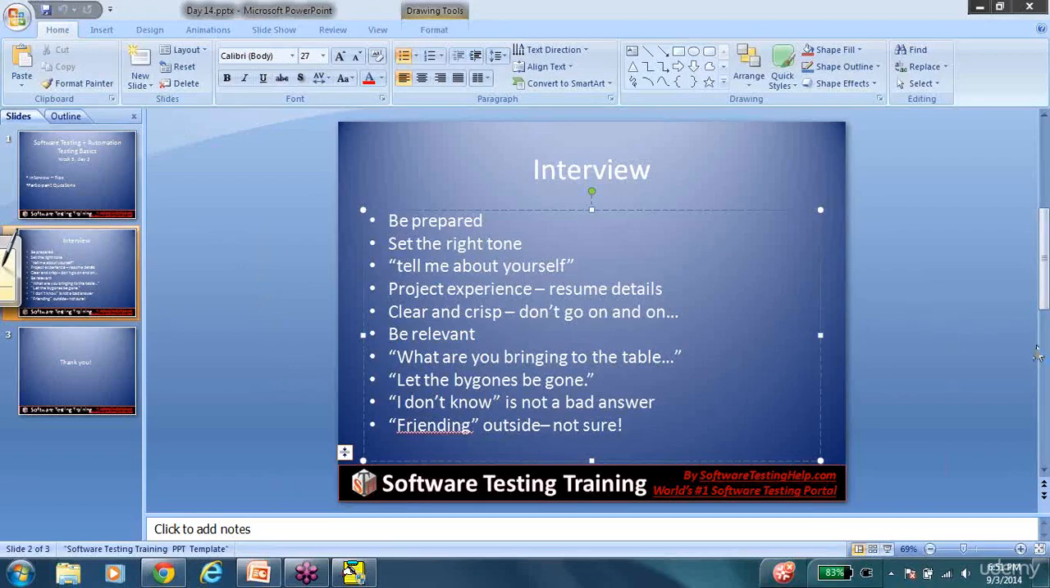Where do you see yourself in the next 5 years? Now again, this is a question that only you can answer. So where do you see yourself? Do you see yourself going into automation testing? Do you see yourself becoming a test lead? Do you see yourself becoming a business analyst? What is it that you see? What kind of career targets do you have? So think about this also.